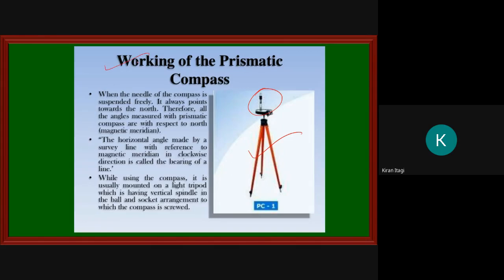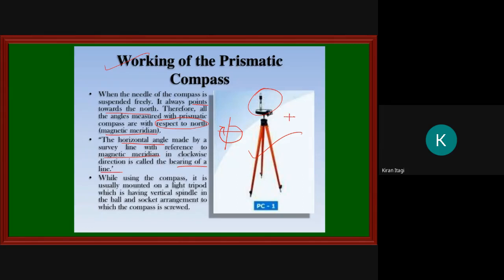Then we will see the working principle of the prismatic compass. When the needle of a compass is suspended freely, it always points towards the north. Therefore, all the angles measured with a prismatic compass are with respect to what? Northern direction, that is the magnetic meridian. The horizontal angle made by a survey line with reference to the magnetic meridian in the clockwise direction is called the bearing of a line. We will go in the clockwise direction.